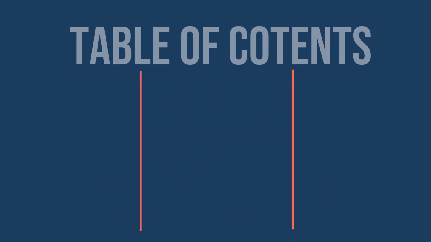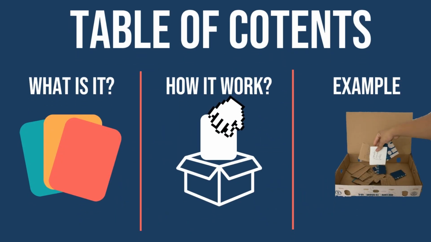So what we have here is the table of content. Firstly, we'll discover what is the Leafner system. Secondly, we'll discover how does it work. Lastly, I'll give you a simple example of the Leafner system.